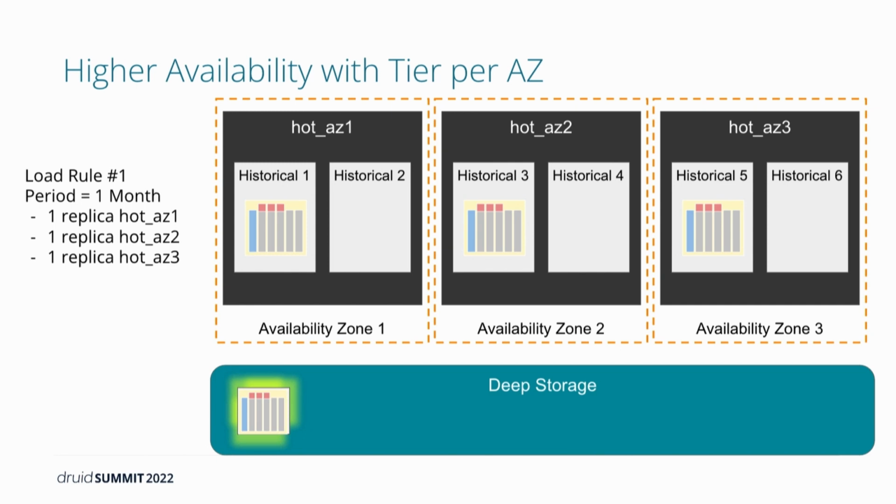So in this new load rule, we still have a period of 1 month for the hot data, but we want 1 replica in each of the hot AZ1, hot AZ2, and hot AZ3 tiers, which guarantees that we have at least 1 copy of the segment in each of the availability zones, such that if an availability zone fails, we still have another 2 copies, right? So this certainly guarantees that we have copies available even in the failure of availability zones.